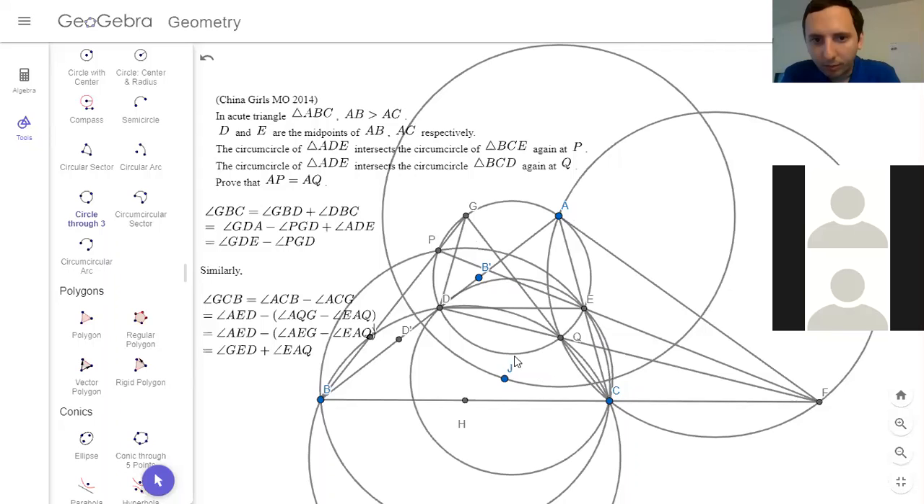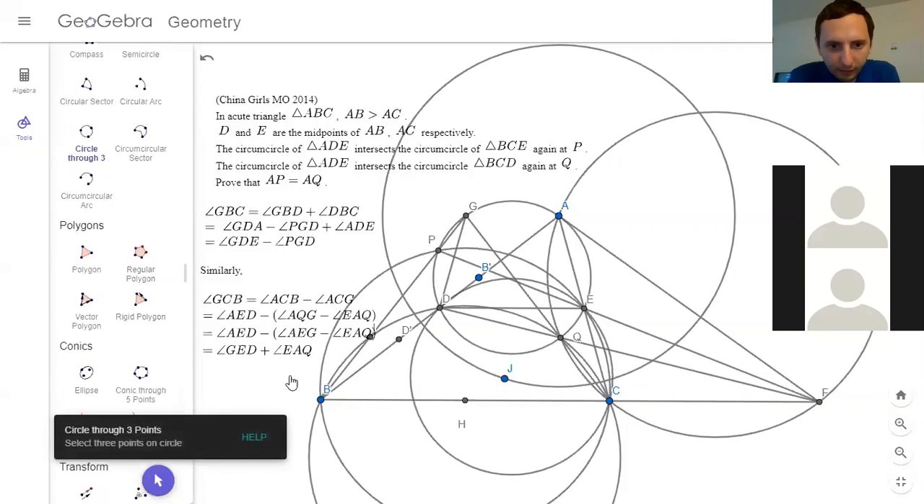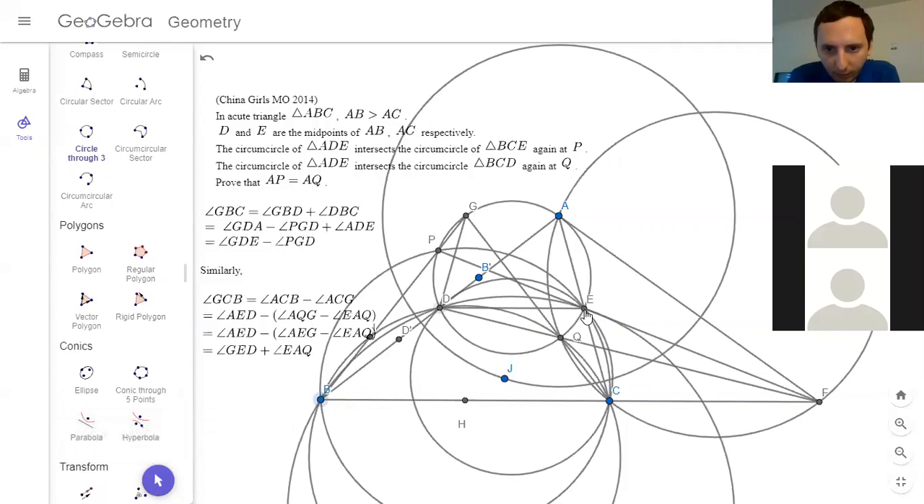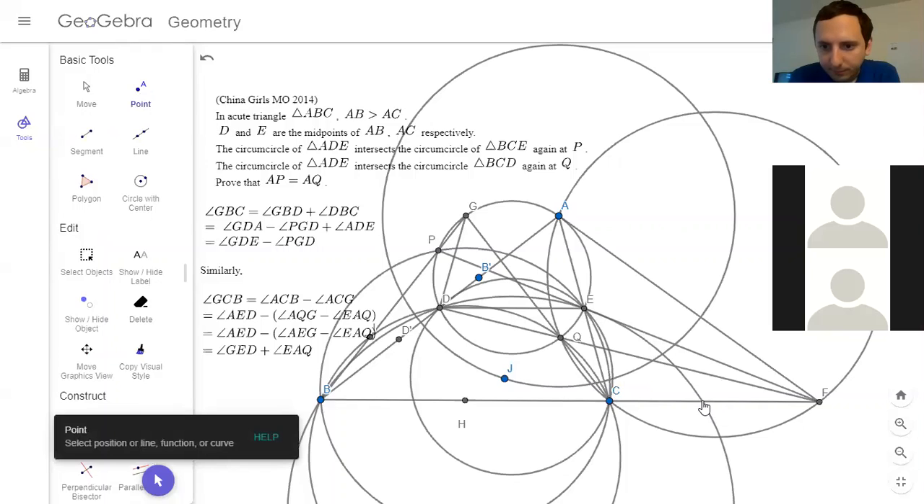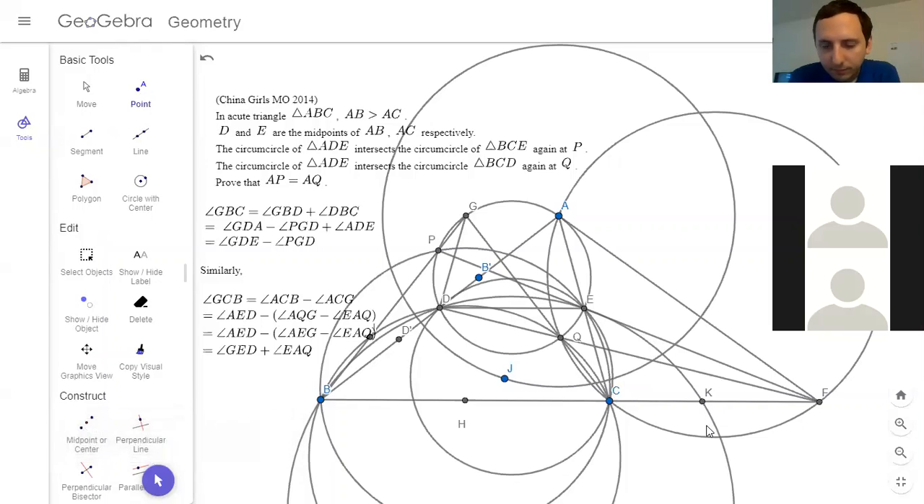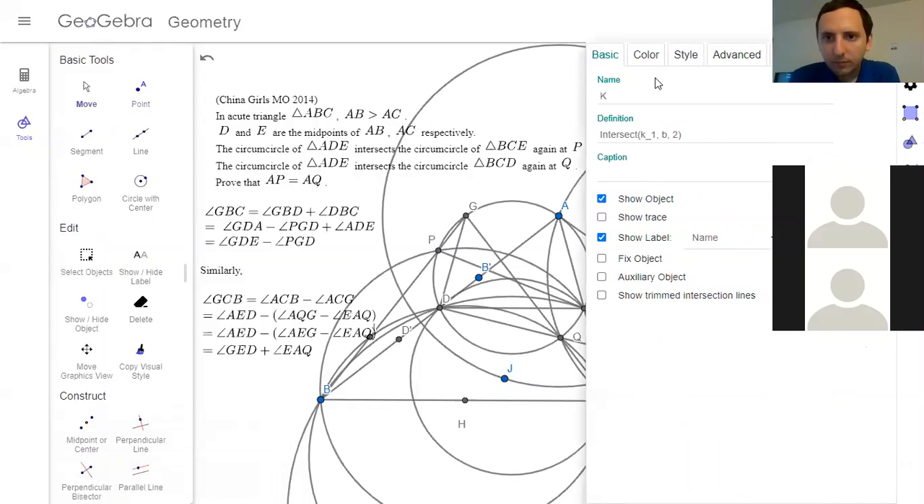Okay, so P1 would be, hold on just a sec. So BEC goes to DEB. So we drew, let me draw DEB. Yep. And so it would be this point right here, right? Yes. Then we have to prove that AP1 is equal to AQ1.